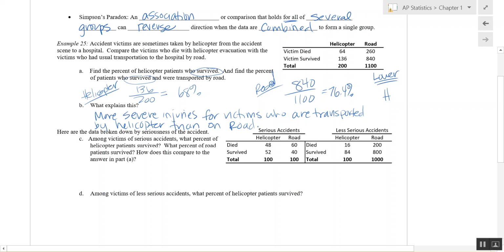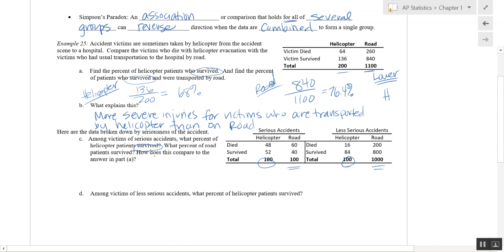Here are the same data, but broken down by seriousness of the accident. So we have serious accidents and less serious accidents. Notice our totals are the same. Helicopter, there's still a total of 200. Road, there's still a total of 1,100 when we're looking at our totals down here, compared to the totals above. We're still looking at survival. So what percent of road patients survived, and what percent of helicopter patients survived when we look at serious accidents.